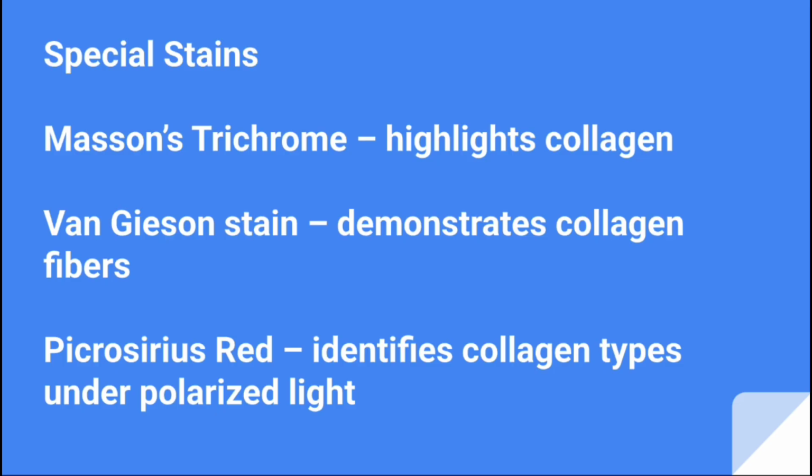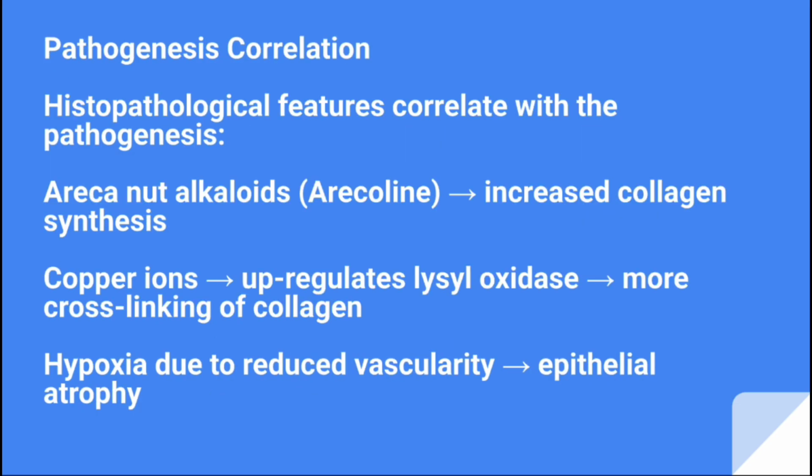Okay, like mesothelioma highlighted collagens. Okay, these are the things which you have to know for special stains. What are the stains used to identify the things. So next is pathogenesis correlation, how histological features correlate with pathogenesis.